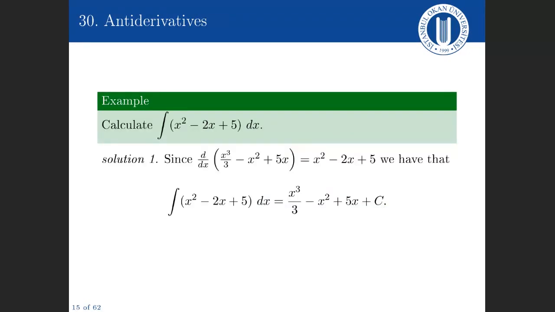For example, calculate the indefinite integral of x squared minus 2x plus 5. I'm going to solve this in two different ways. Let's suppose we know an antiderivative of this integrand already. Let's suppose we already know that the derivative of x cubed over 3 minus x squared plus 5x is this integrand. Then all we need to do is take this function and add plus c.